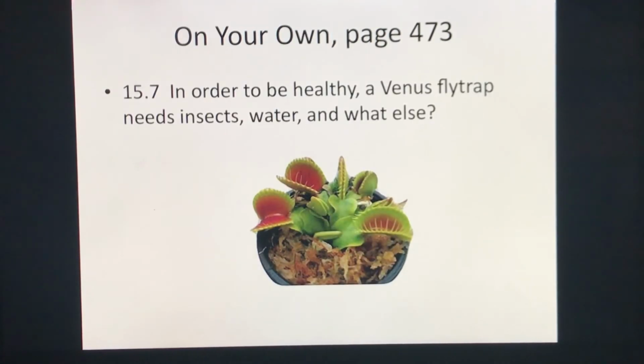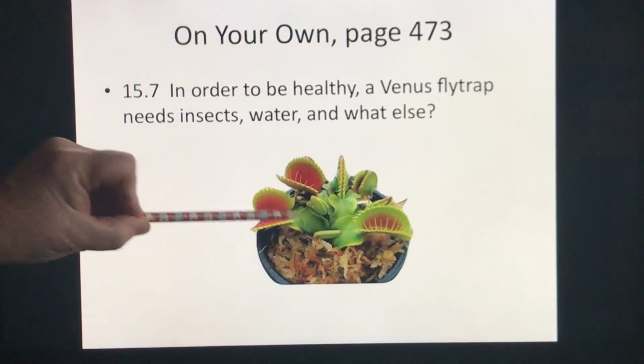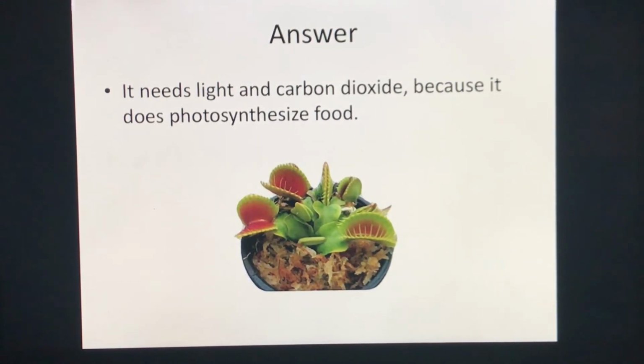All right, so we kick it off with our first on-your-own question, 15.7. In order to be healthy, a Venus flytrap needs insects, water, and what else? So our answer is relating to the leaves here. It needs light and carbon dioxide because it does photosynthesize food, and you can see the green color of the leaves shows us that it is photosynthetic.